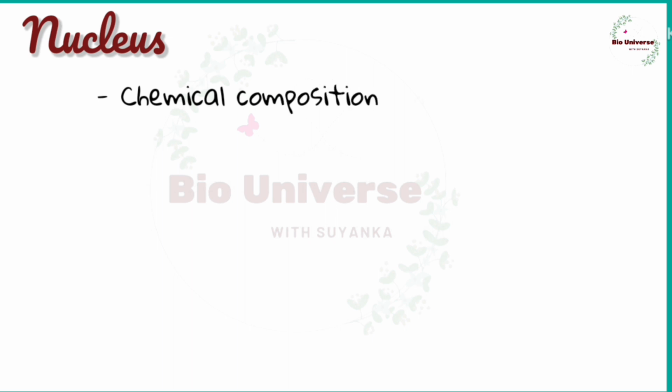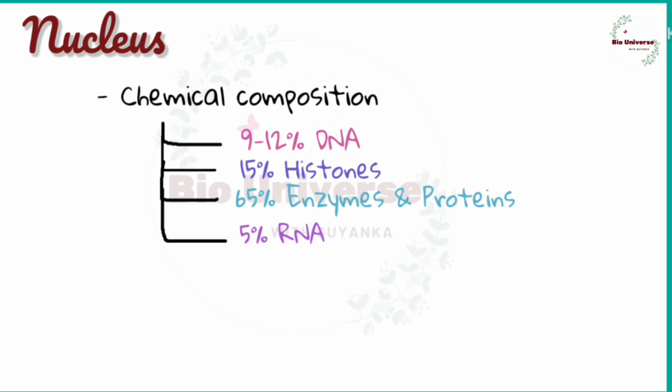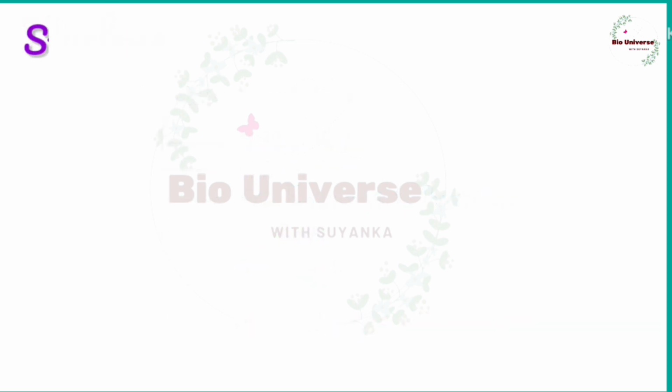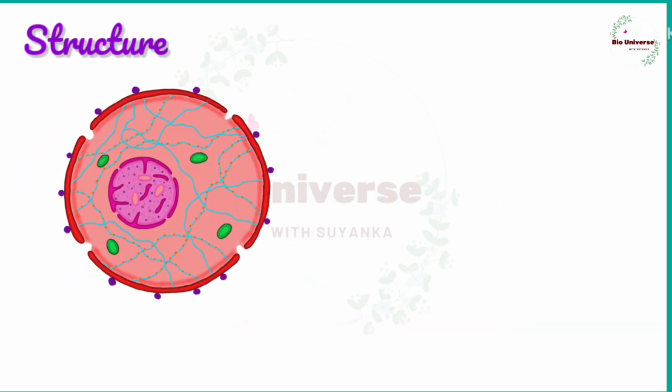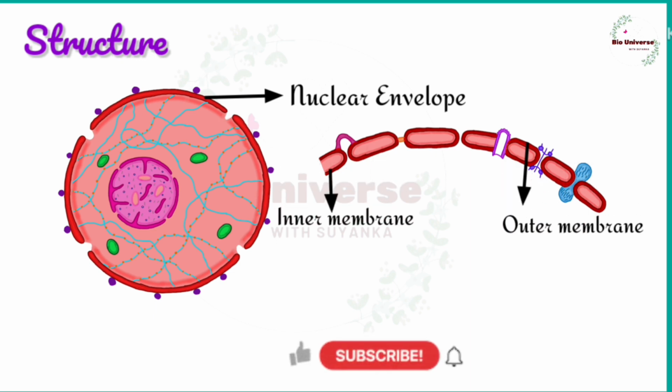Chemical composition of nucleus. Nucleus contains 9 to 12% DNA, 15% histones, 65% enzymes and proteins, 5% RNA, 3% lipids, and some traces of minerals. Structure of nucleus. A typical nucleus has 5 parts: nuclear envelope, nucleoplasm, nuclear matrix, chromatin, and nucleolus. Nuclear envelope is also known as karyotheca or nucleolemma. It is a double membrane covering of the nucleus which separates the nucleus from cytoplasm.